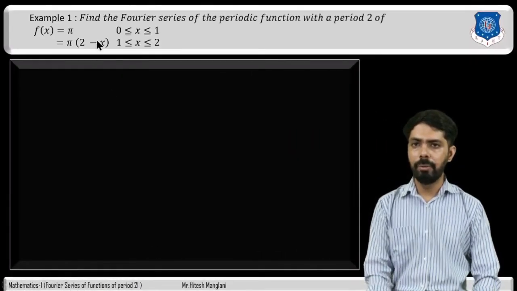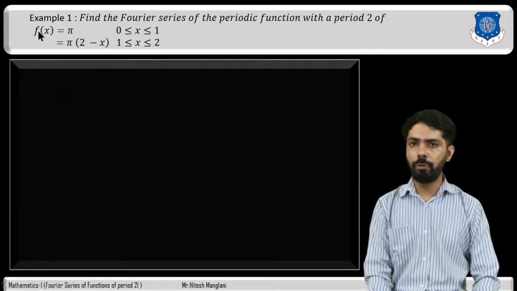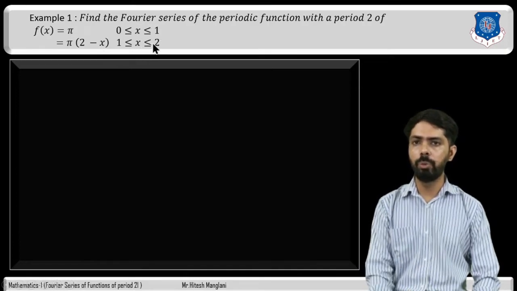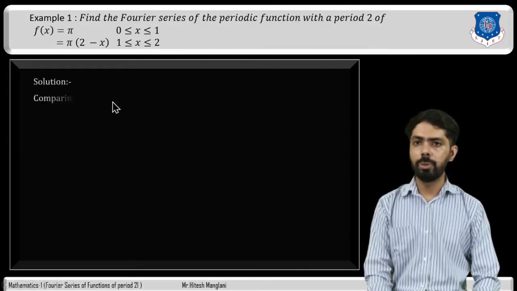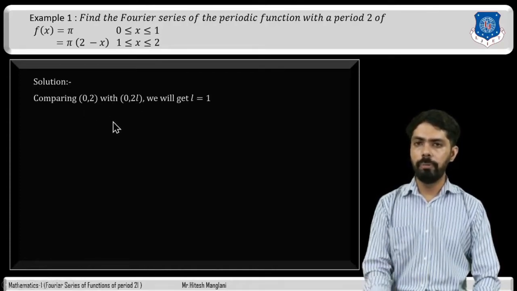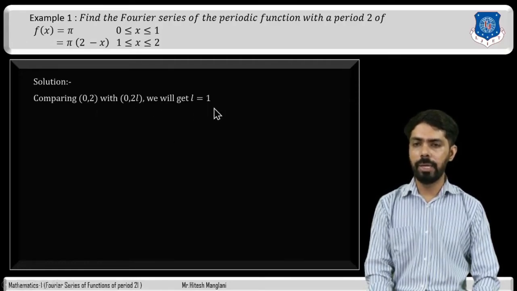First example: find the Fourier series of the periodic function with period 2, where f(x) is equal to pi, where x varies from 0 to 1, and pi times (2 minus x), where x varies from 1 to 2. So here we will have to find the Fourier series of the function defined by this. First of all we will find the value of l. Comparing the interval 0 to 2 with 0 to 2l, 2l is equal to 2, so the value of l is 1.